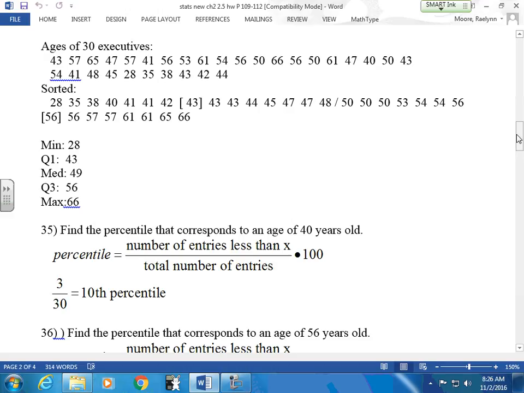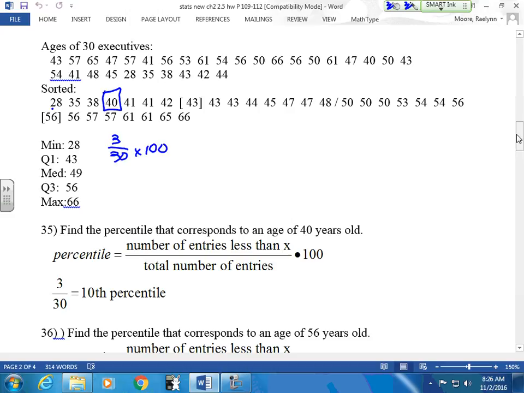So we're looking at ages, and we wanted to find out what number this is, 36 to 38. Okay, 30 executives. Find the percentile that corresponds to an age of 40 years old. Now, here's my 40. How many entries are less than 40? 3. How many total entries do I have? 30.